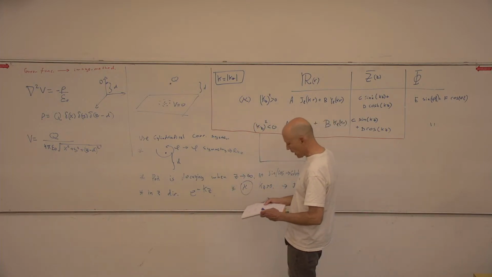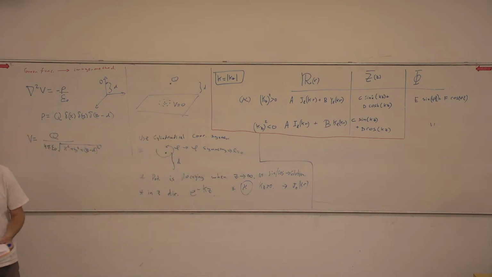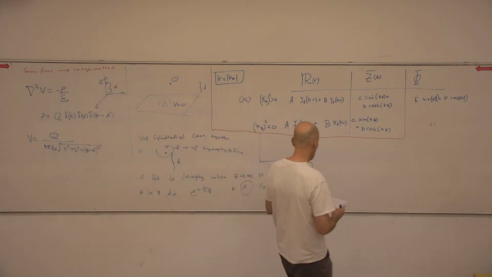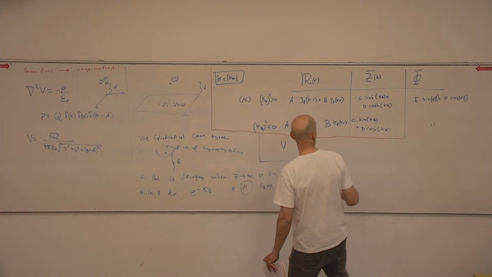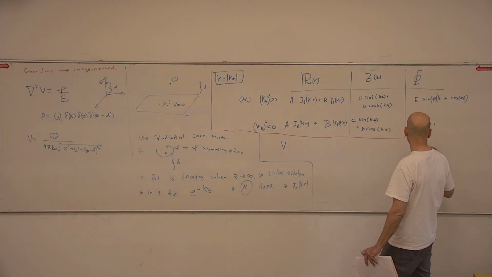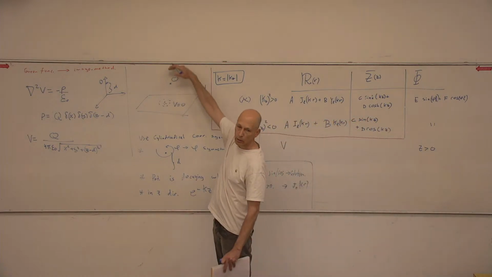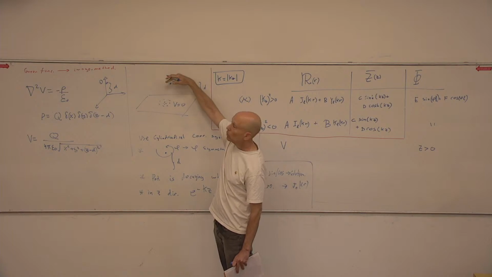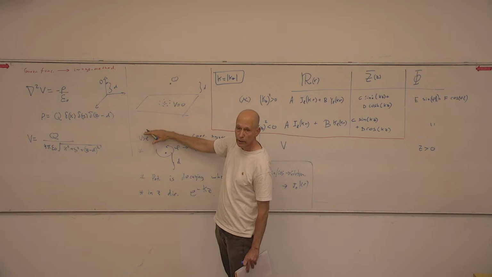Okay, so let us write it down. I hope it was more or less clear, or at least it was clear that this table is useful, and the solution is V. This is the solution in z greater than 0, first of all. So I'm looking up here. I'm looking at the solution up here. What is the solution down here?